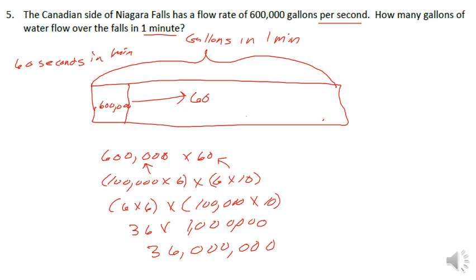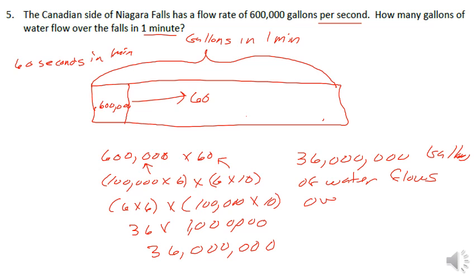So the answer is 36 million gallons of water flows over Niagara Falls each minute. That's a lot of water.